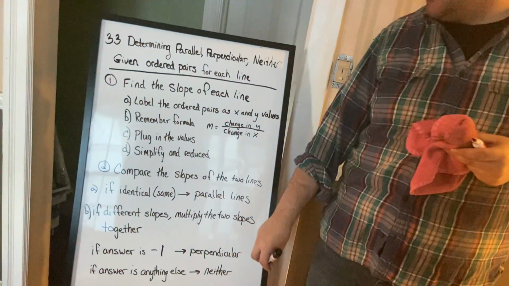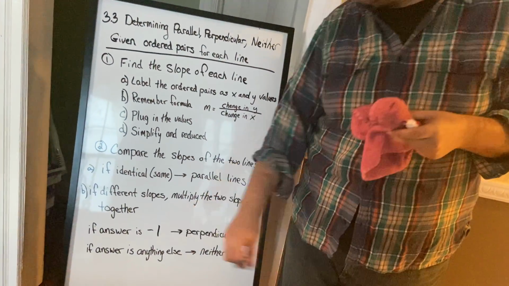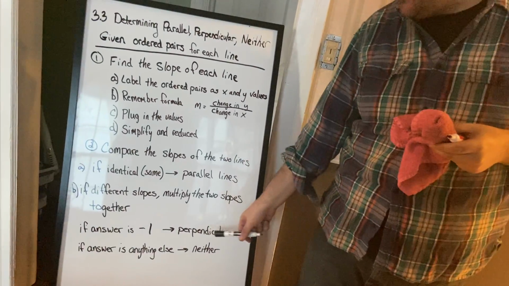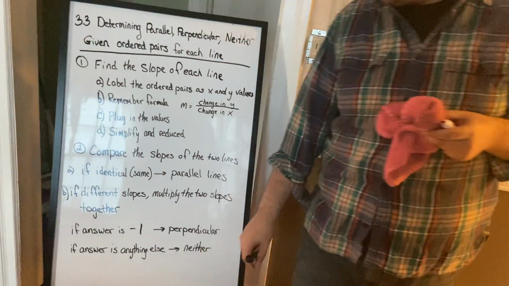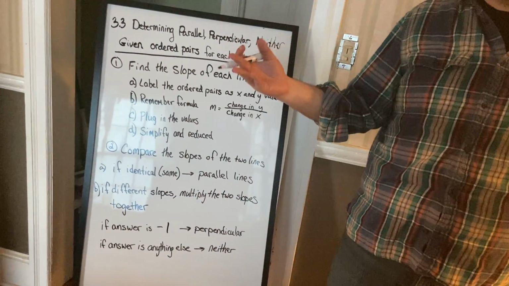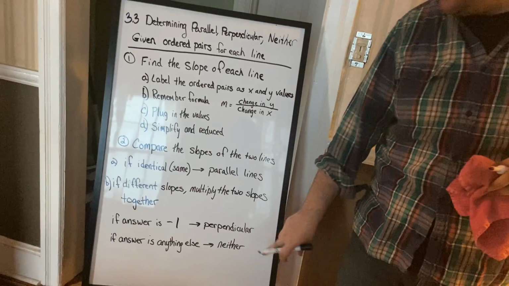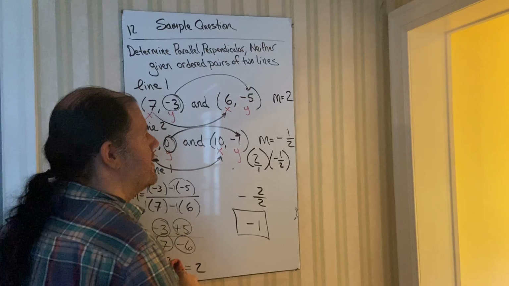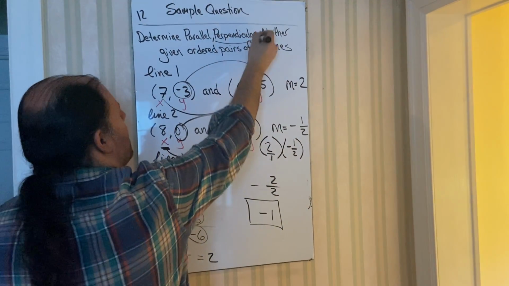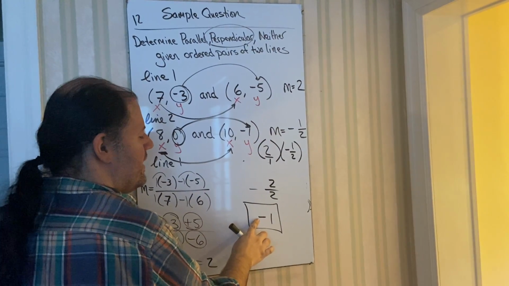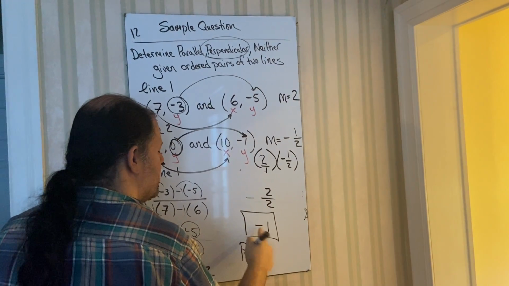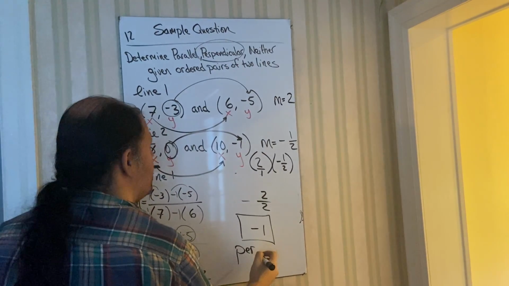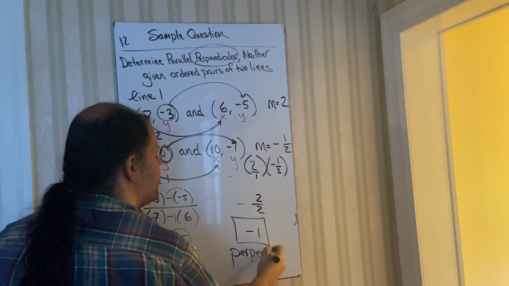When we multiply the two slopes together, ask yourself, did you get an answer of negative 1? If you did, stop and say it's perpendicular. If you got any other answer, like negative 2, negative 1/20, then you would just say neither. Here, we got exactly negative 1, so that means these are perpendicular. If you didn't get negative 1 here when you multiply, then that's when you say neither. But for us, because we got a negative 1, we're going to say that we have perpendicular lines.